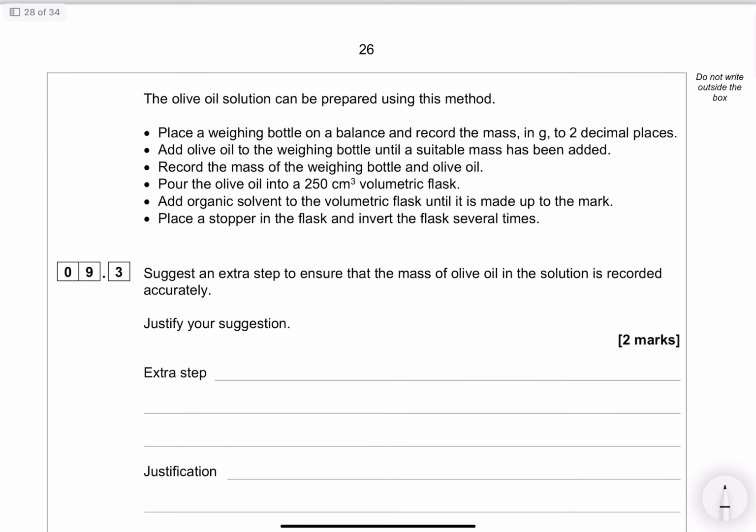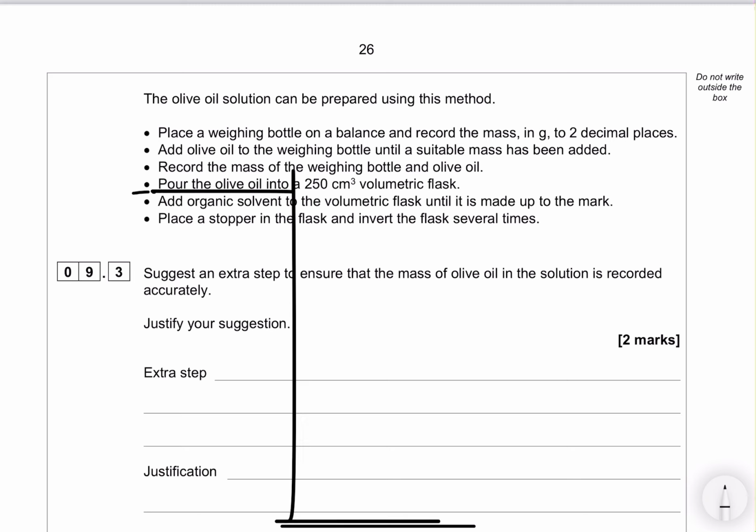The olive oil solution can be prepared using this method. Place a weighing bottle on the balance and record the mass in grams to 2 decimal places. Add olive oil to the weighing bottle until a suitable mass has been added. Record the mass of the weighing bottle with olive oil. Pour the olive oil into the 250 flask. Add organic solvent to the volumetric flask until it's to the mark. Place a stopper in the flask and invert the flask several times. Suggest an extra step to ensure that the mass of olive oil is recorded accurately.